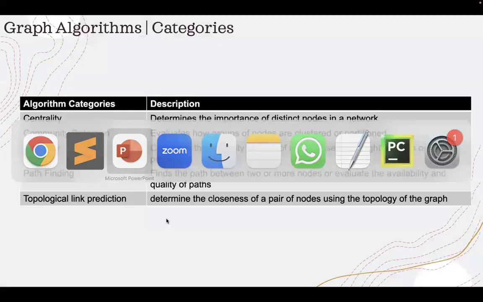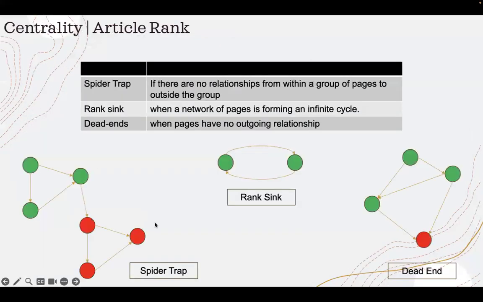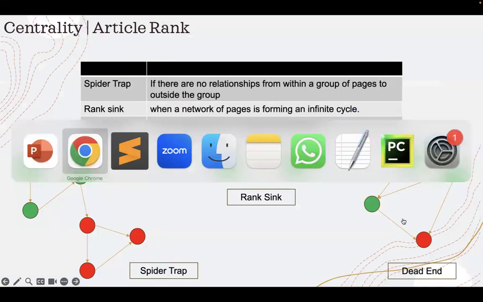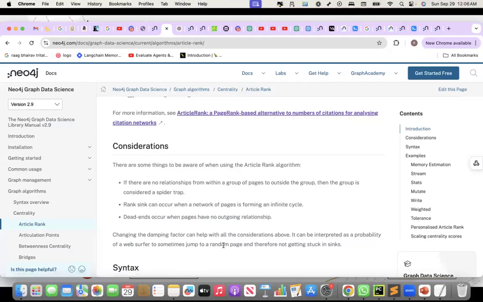What this means is, a spider trap is like this: if there are no relationships from within a group of pages to outside the group, for example this one, it is not going to any other group. This is a spider trap. An infinite cycle between two nodes creates a rank sink, and a dead end is when from a node there is no other outgoing relationship. The damping factor is used to help with these considerations, right?